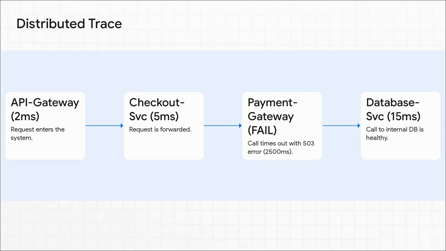The request comes in, hits our checkout service, which then makes two different calls. The call to our own database, super fast, perfectly healthy. But that call to the external payment gateway, that's where everything just falls apart. It's timing out after 2.5 seconds and throwing that 503 error right back at us.